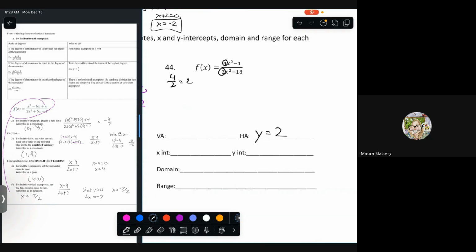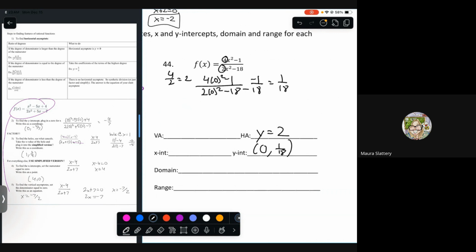Then I'm going to find my y-intercept. So I do 4 times 0 squared minus 1 all over 2 times 0 squared minus 18, which gives me negative 1 over negative 18, which gives me 1/18. So my y-intercept is (0, 1/18).